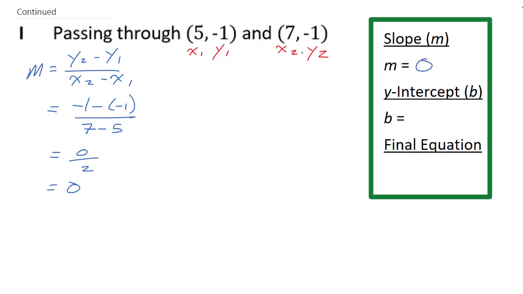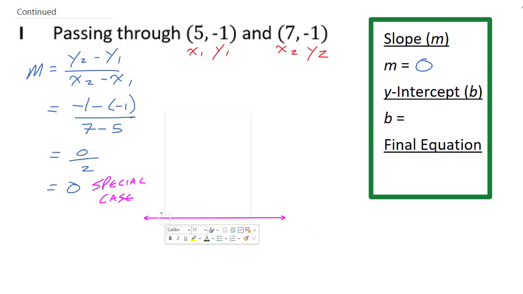Now at this point, hopefully a bell's going off in your head if you've been doing all your homework. This is a special case, right? Anytime we have a slope of 0, what kind of line has a slope of 0? Think about steepness. It would be horizontal, right? So let me just draw a quick horizontal here. That's what it looked like. We got a horizontal line: 5 over, 1 down, 7 over, 1 down. These points are creating a horizontal line.